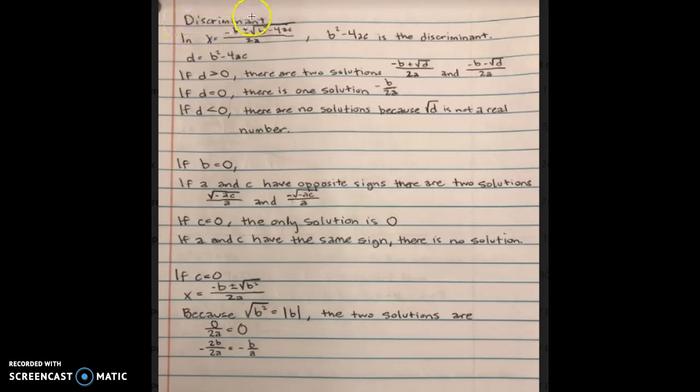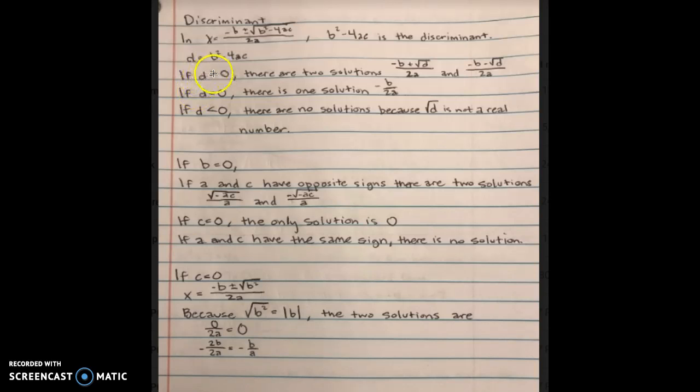Before we do, I want you to know that there's a thing called the discriminant. In x equals negative b plus or minus square root b squared minus 4ac all over 2a, b squared minus 4ac is the discriminant. So this is just everything within that little radical, b squared minus 4ac. And we're going to call that d for discriminant, if d is equal to b squared minus 4ac.